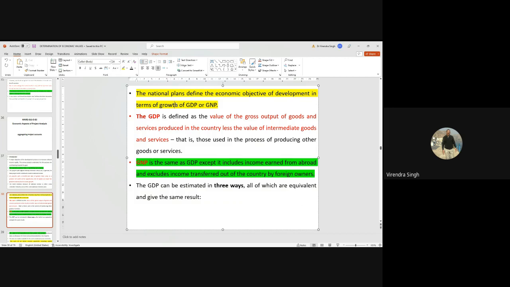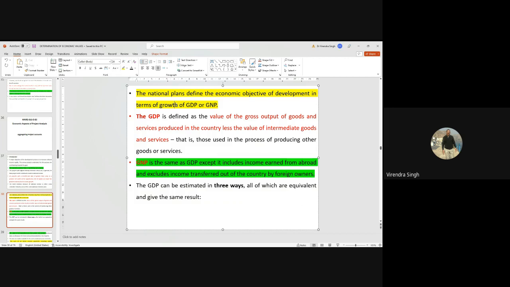What is GDP? GDP is defined as the value of gross output of goods and services produced in the country, less the value of intermediate goods and services used in the production of these, that is, those used in the process of producing other goods and services. GNP is the same as GDP except it includes income earned from abroad and excludes income transferred out of the country by foreigners. That means net of foreign income. Net income earned from abroad, added or excluded depending upon the direction, makes GNP.